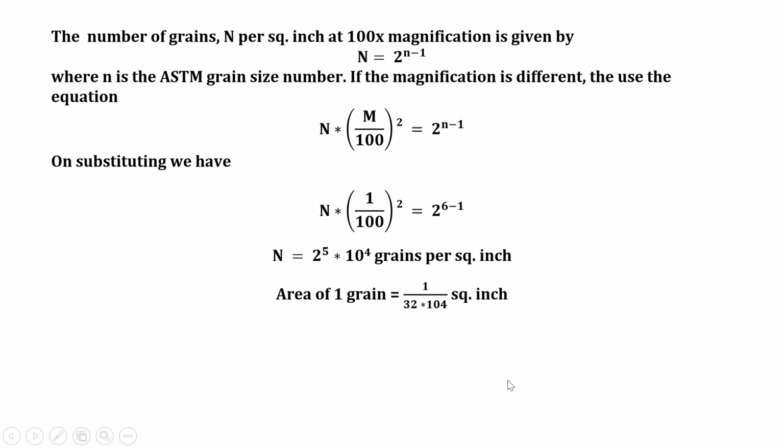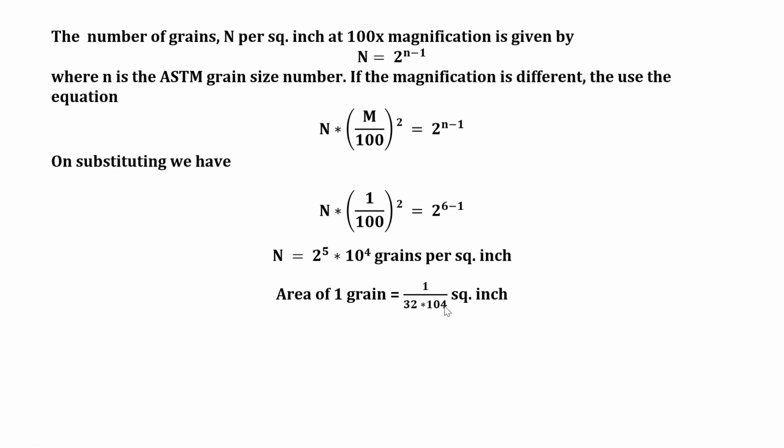The area of one grain is equal to... So there are N number of grains in this much square area, right? Therefore, the area of one grain will be what? We have to take 1 by 32 into 10 power 4 square inch. So there are N number of grains in 10 power 4 square inch. Therefore, the area of one grain is equal to 1 by 32 into 10 power 4 square inch.